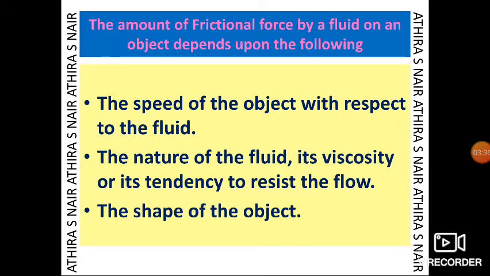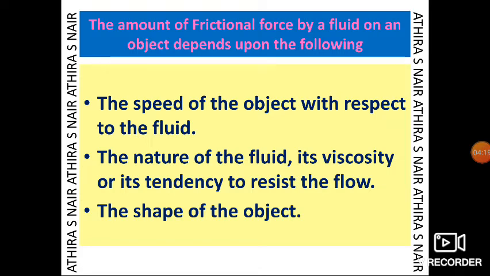The amount of frictional force by a fluid on an object depends on the following factors affecting fluid friction. The first one is the speed of the object with respect to the fluid. The second factor is the nature of the fluid, that is its viscosity or its tendency to resist the flow. Third is the shape of the object.